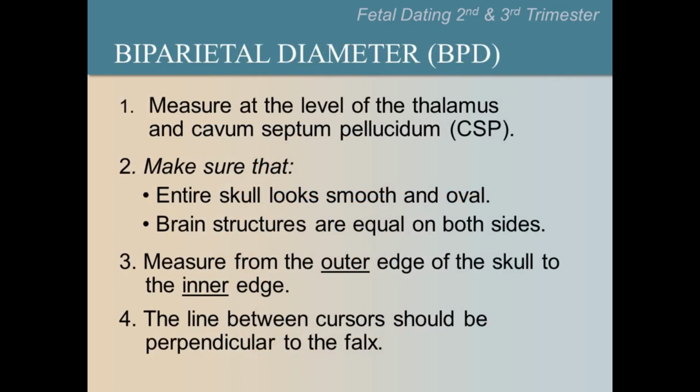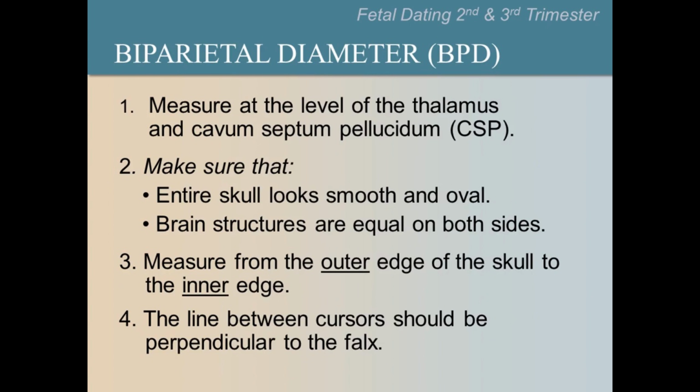Measuring the biparietal diameter accurately involves 4 steps. First, you must measure at the level of the thalamus and cavum septum pellucidum. Make sure that the entire skull looks smooth and oval and that the brain structures are equal on both sides. Measure from the outer edge of the skull to the inner edge. The line between the cursors should be perpendicular to the falx.